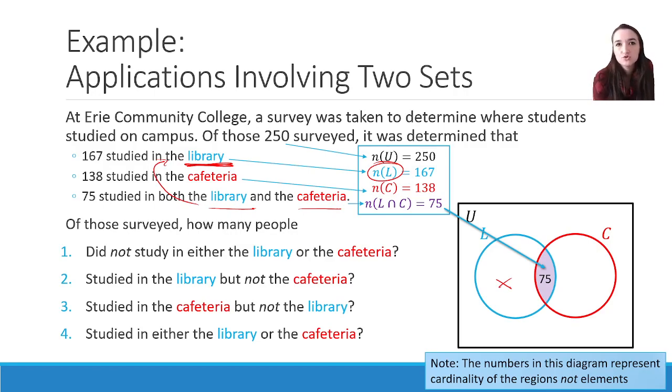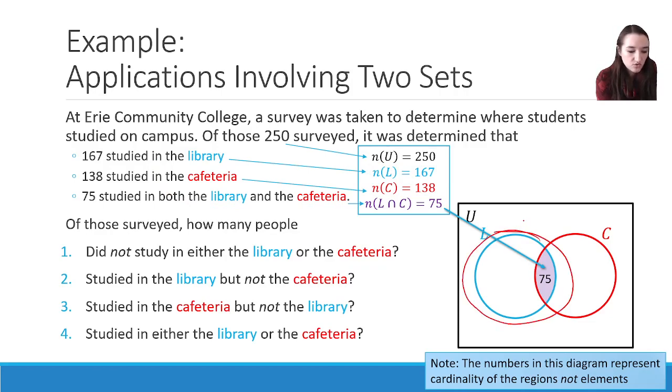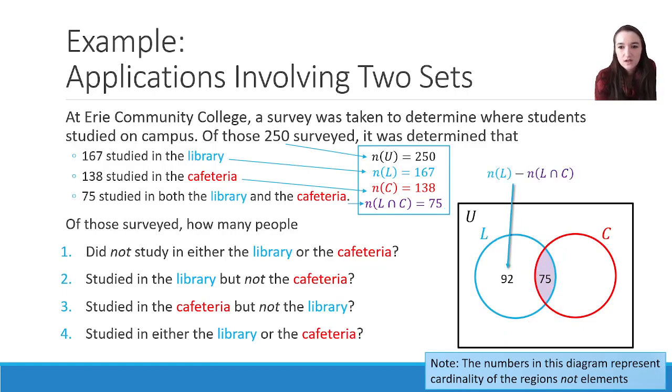Remember, think back to when we talked about the cardinality of a union and how we don't want to double count sections. That's what we have to worry about in questions like this. Don't double count. So in essence, what this means is the cardinality of all of L, this whole circle, has to equal 167. But the circle already has 75 in it, so what is left over? Solve for x. So in this case, we get 167 minus 75 is 92.